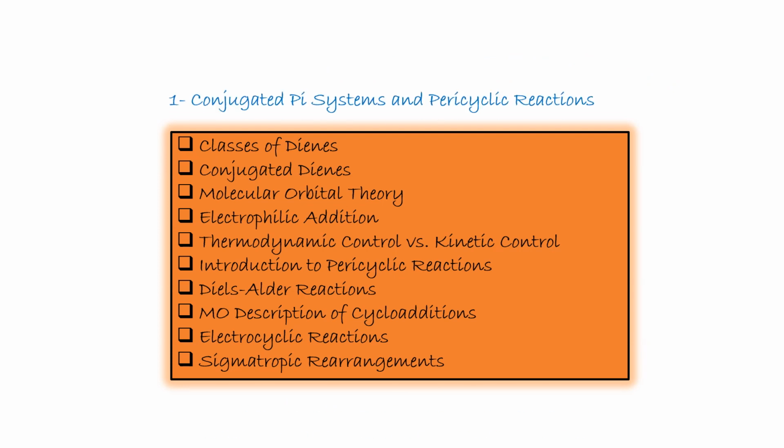In chapter 1, we will cover conjugated pi systems and pericyclic reactions. So we will talk about classes of dienes, conjugated dienes, molecular orbital theory, electrophilic addition, thermodynamic control versus kinetic control, introduction to pericyclic reactions, the Diels-Alder reaction, molecular orbital description of cycloadditions, electrocyclic reactions, and sigmatropic rearrangements.